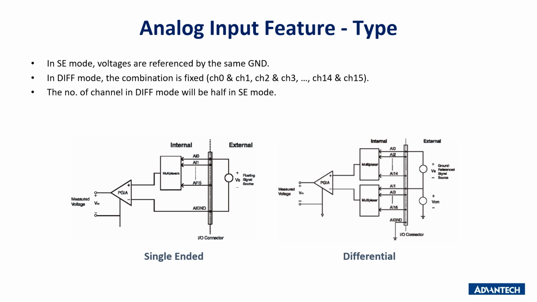The first feature of analog input is signal type. There are single-end mode and differential mode. For the single-end mode, voltages are referenced to the same ground, as in the left-hand side picture. For the differential mode, the voltage is referenced by 2 channels. Therefore the channel number will be half of the single-end mode. The user can select single-end mode or differential mode based on their sensor or device.